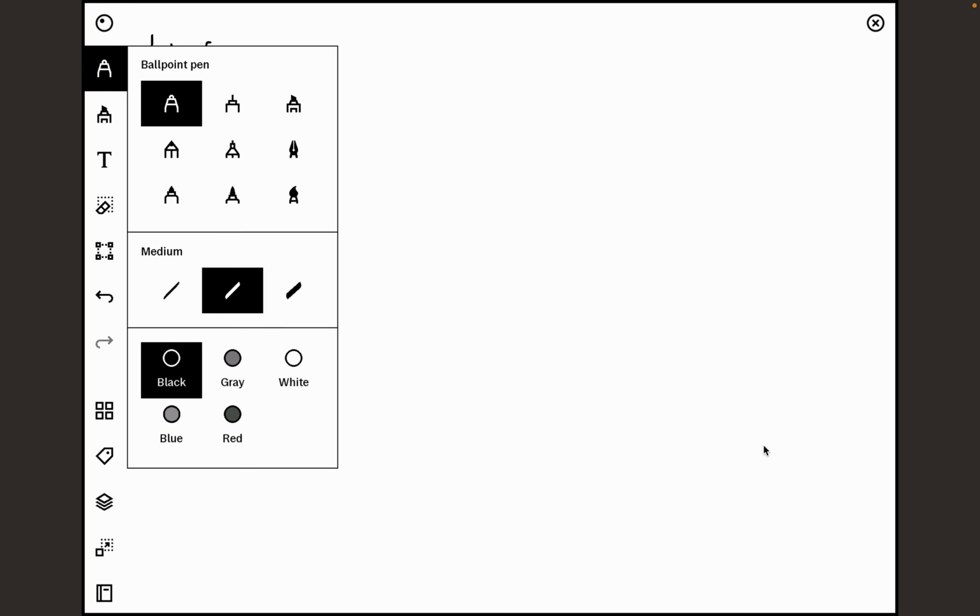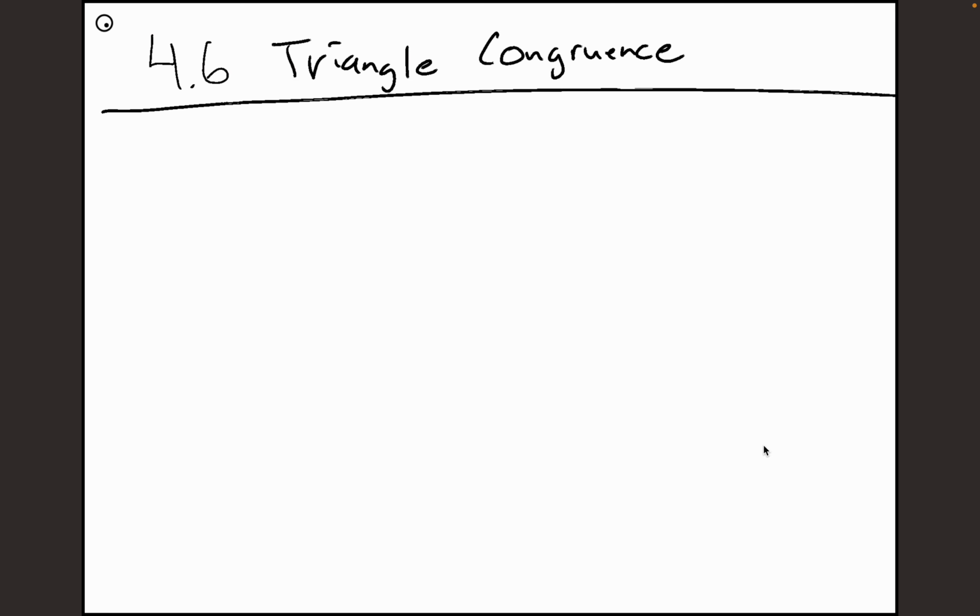Okay. All right, listen. So this is going to be chapter 4, section 6. We have not finished chapter 4. We did like the first half of it. Today, this is going to be called Triangle Congruence. We're going straight into it. We missed 2 days. We got to catch up. It is your guys' fault.